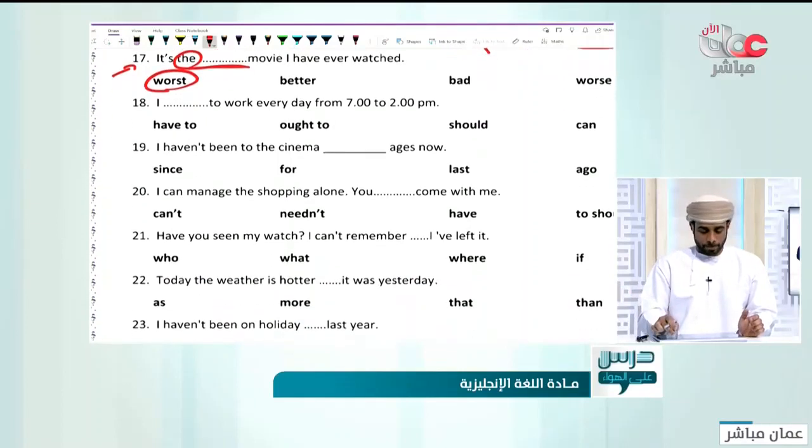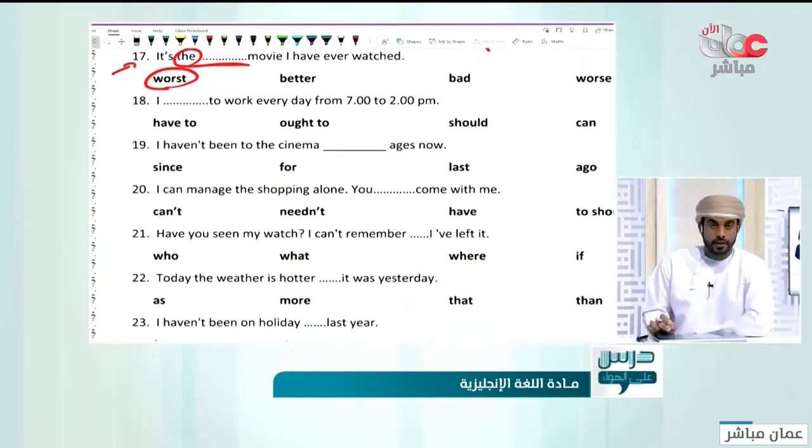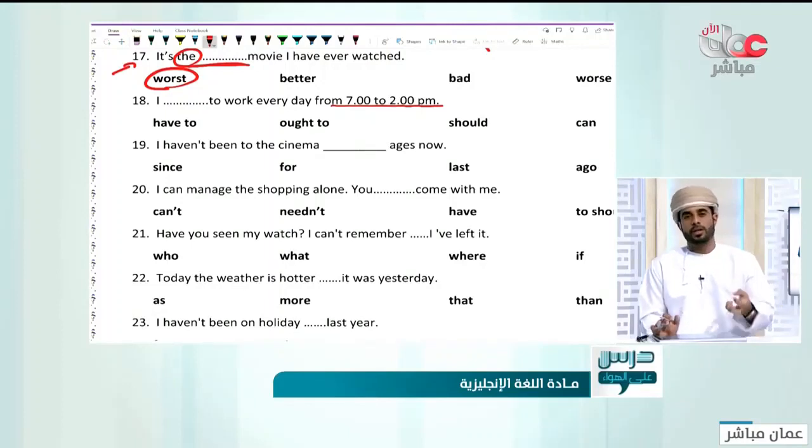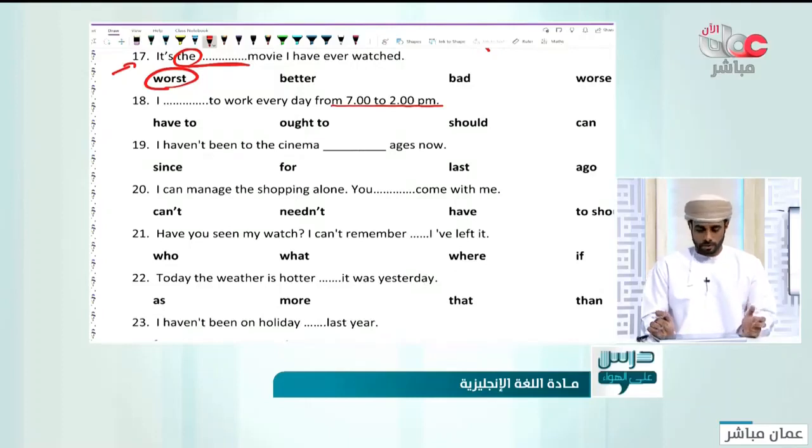Nice. 18. I to work every day from 7 to 2 PM. Look at it again. This person who is working, does he have any other choice to not work from 7 to 2? Is it allowed? Yes. Does he have another choice? No. So can? No. Should? I should go to work.